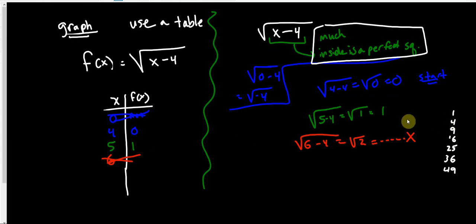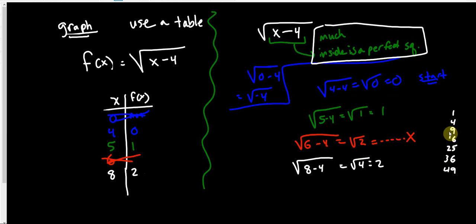Let's see about getting a 4. What would I need to put here to make this a 4? Oh, 8. 8 minus 4. So 8 should be a good choice. 8 minus 4 is 4. What's the square root of 4? It's 2. Okay.